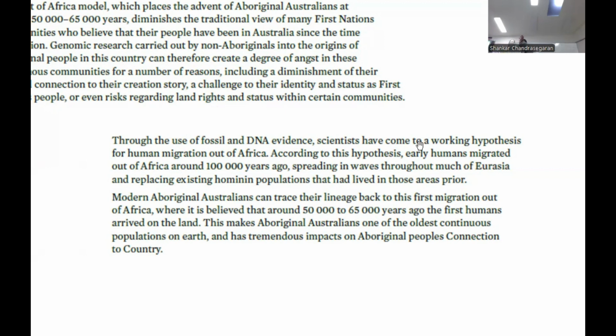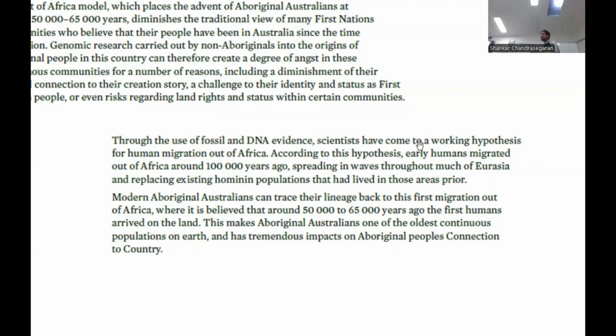When the first humans arrived on this land, this makes the Aboriginal Australians one of the oldest continuous populations on Earth, meaning that they have not been disrupted; they are isolated. This is because Australia is surrounded by ocean, it's basically an island, and as a result, it is geographically isolated. And when a population becomes geographically isolated, it is also genetically isolated. They're not getting a lot of gene flow from different populations.